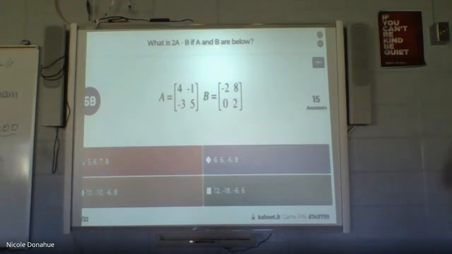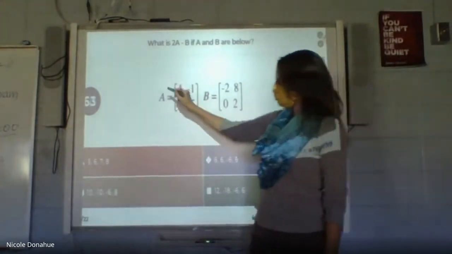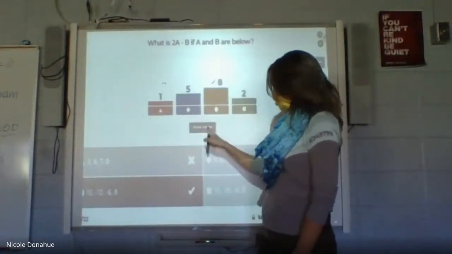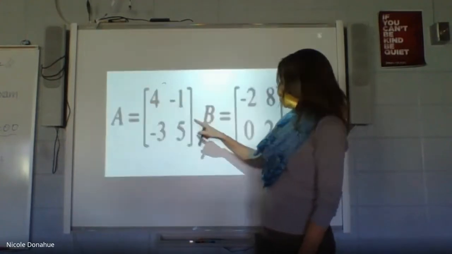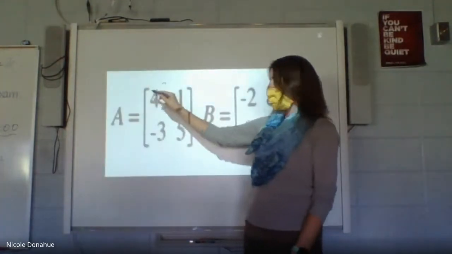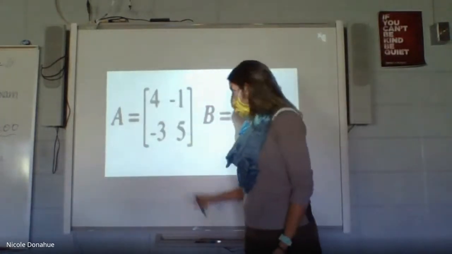Randomly. Alright, so this one, you have to multiply this one by 2. You have to multiply this one by 2 so that becomes an 8, and then subtract a negative 2 so that becomes 12.